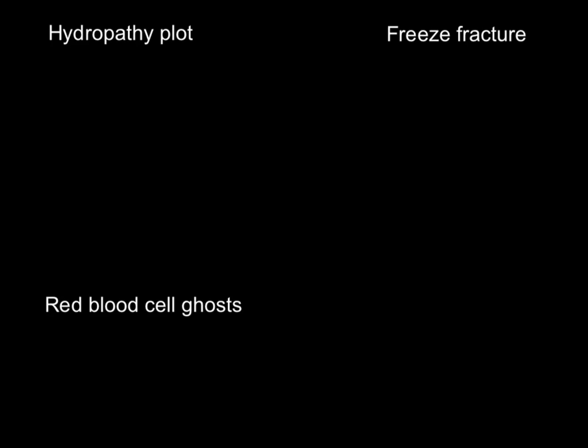There's a lot of different things. We can label the red blood cell ghosts radioactively or fluorescently, and we can degrade them with enzymes and all of that different stuff.